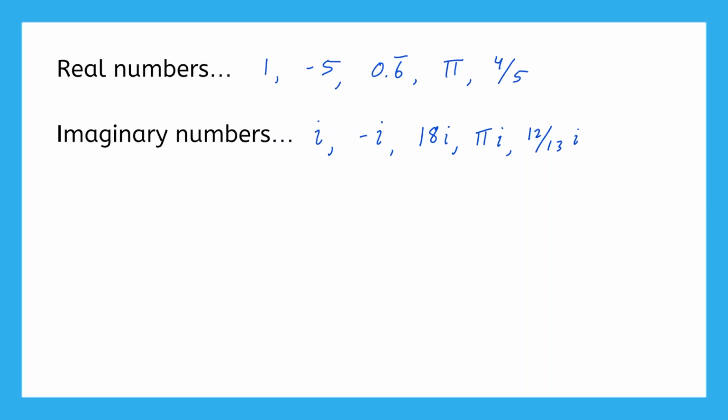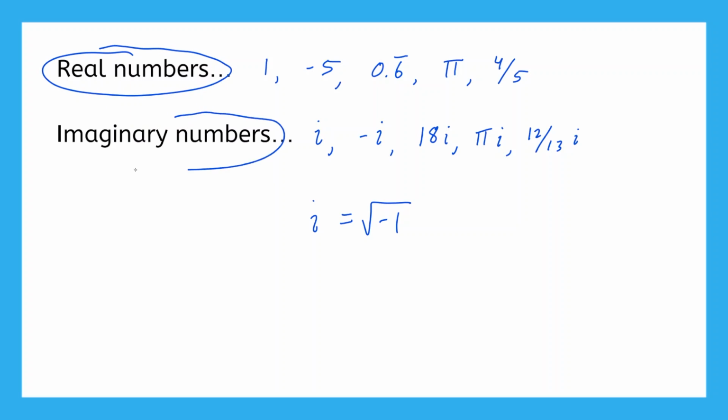Now we know that the imaginary unit is defined as the principal square root of -1. The principal square root of -1 is equal to i, right? Just like we know that i squared is equal to -1. So you could also have a bigger number like 18 times i. There's an imaginary number. You could also have pi times i, and even a fraction times i, 12 over 13 times i. Okay? Now, what happens if we take a real number and we add or subtract it with an imaginary number? Well, that's going to give us what we call a complex number.